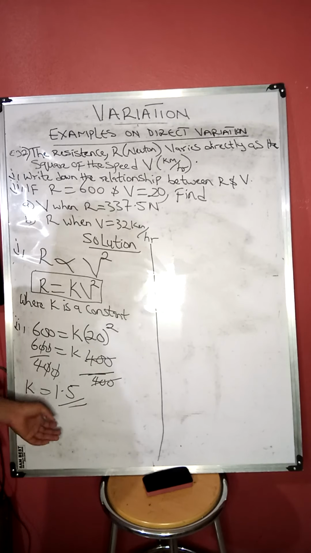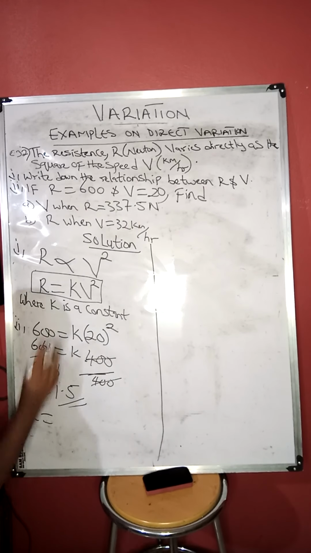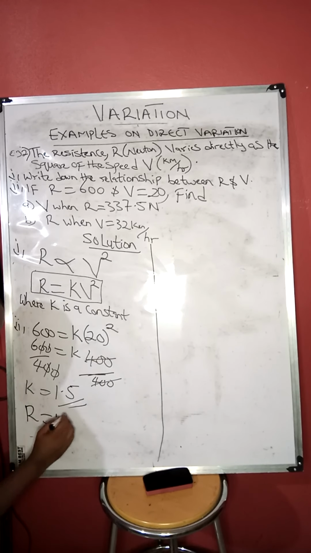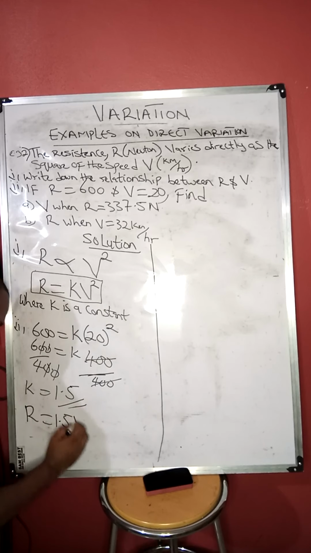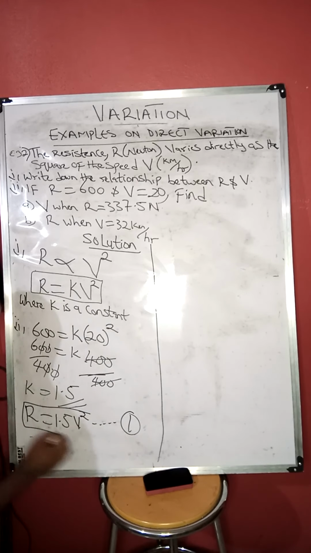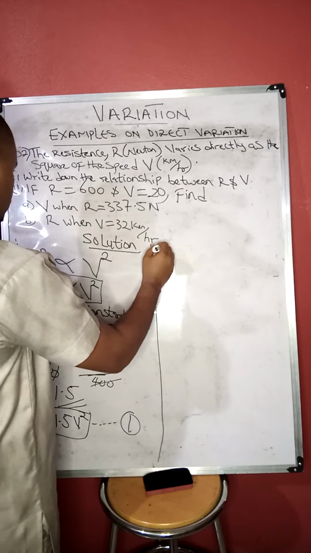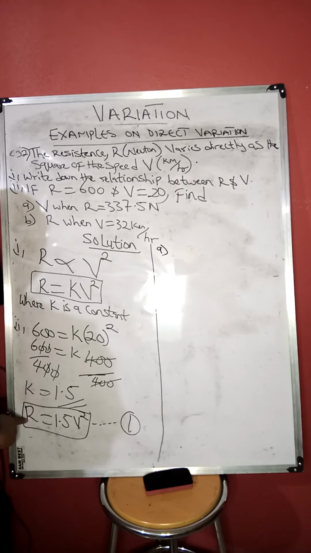Now I've gotten my K as 1.5. I'll substitute this value of K into this equation. So that I'll be having my R equal to, anywhere I see K, I put 1.5. Then I'm having my V squared. This becomes our general equation. That is the general equation for that question. Now, let's answer the question that follows. They said we should find what? V when R is 337.5. Now I'll come here, I'm continuing here. Anywhere I see R, I'll put what?